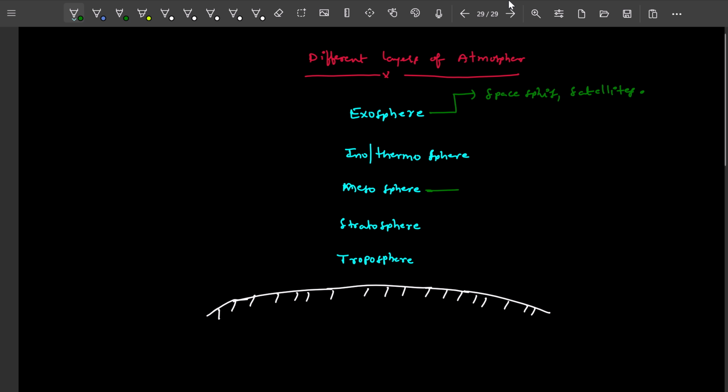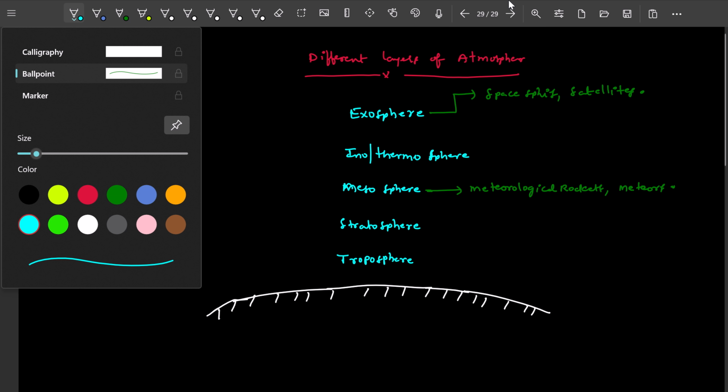In this mesosphere, we are going to have meteorological rockets and meteors. This is nothing but meteors. These are nothing but the different layers of the atmosphere.